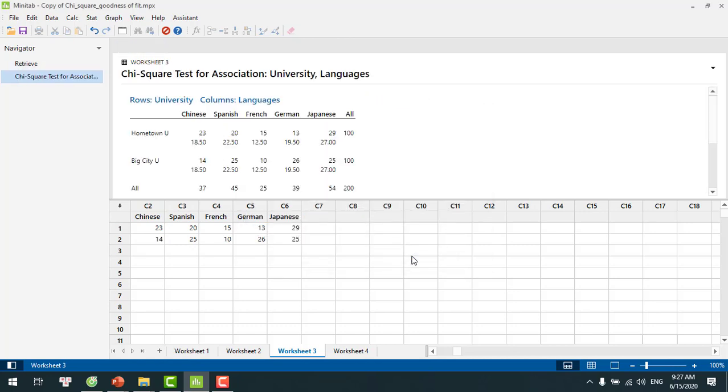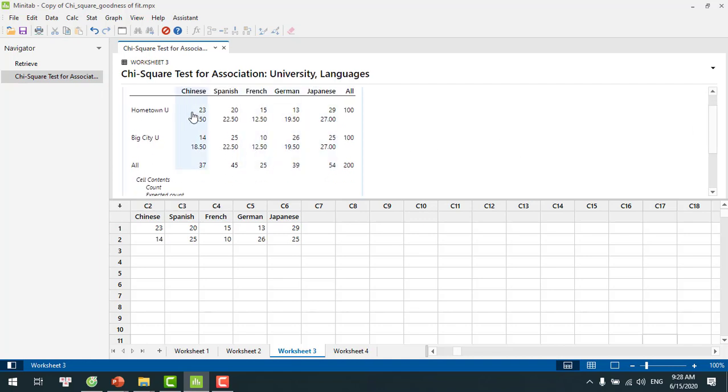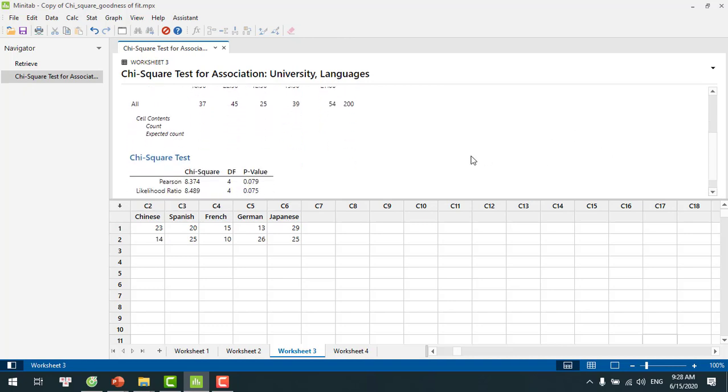So we click OK, and we see that we get here a very nice chart with the names of the universities and the languages. Okay, now here the first number, the top number, is going to be the observed count. And then the second number here is the expected count if the two variables were to be related. Now the important value here, however, is going to be the chi-square test value. Okay, so in this case we get 8.374 with a p-value of 0.079.